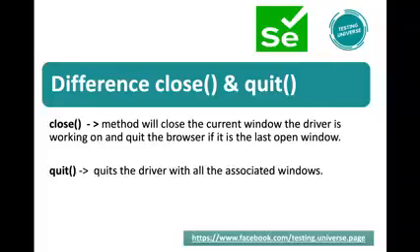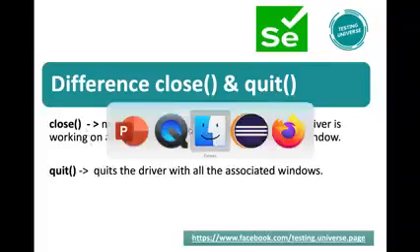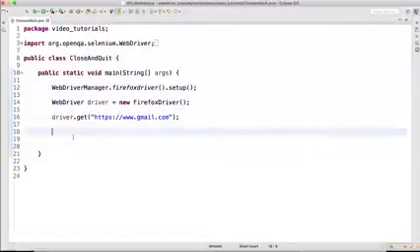Where exactly we can use these two is also one of the follow-up questions you will get. If you have opened multiple windows and you don't want to work on any one window, you can use the close method. But at the end of the execution of your program, you can always call the quit method, so that the driver instance will also be terminated. So that's about close and quit, and let's try to understand with some demonstration.